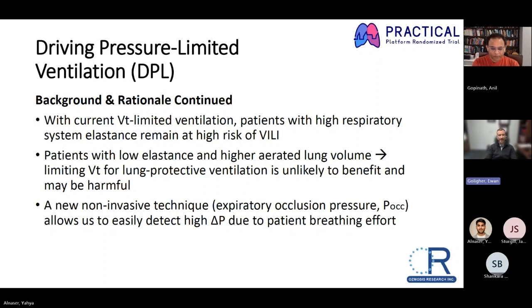And you could imagine that we actually end up suppressing respiratory drive and effort with sedation just to achieve our lung protective targets. So if the elastance is low, perhaps we can liberalize tidal volume, and that might allow those patients to breathe earlier and to be liberated from the ventilator faster. And a new technique, this occlusion pressure, allows us to monitor the breathing effort, and so we can see what's going on during assisted ventilation.